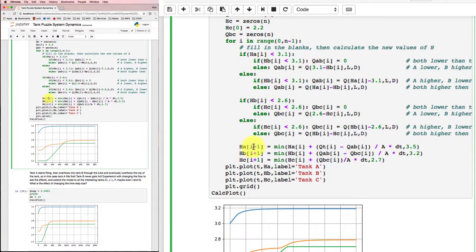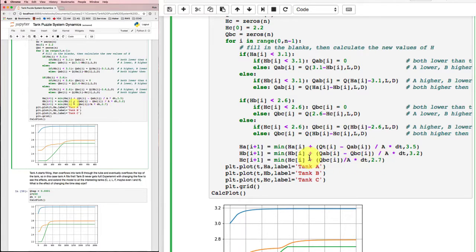We've got the height in tank A. Well, this is the same equation we had before, but now we're going to say it's the minimum of either that height or 3.5, the top of the tank. And B, likewise, it'll be either the amount that we get by following Euler's method or the tank's full and it overflows. Tank C, the height that we get by following Euler's method, or the top of the tank and it overflows.